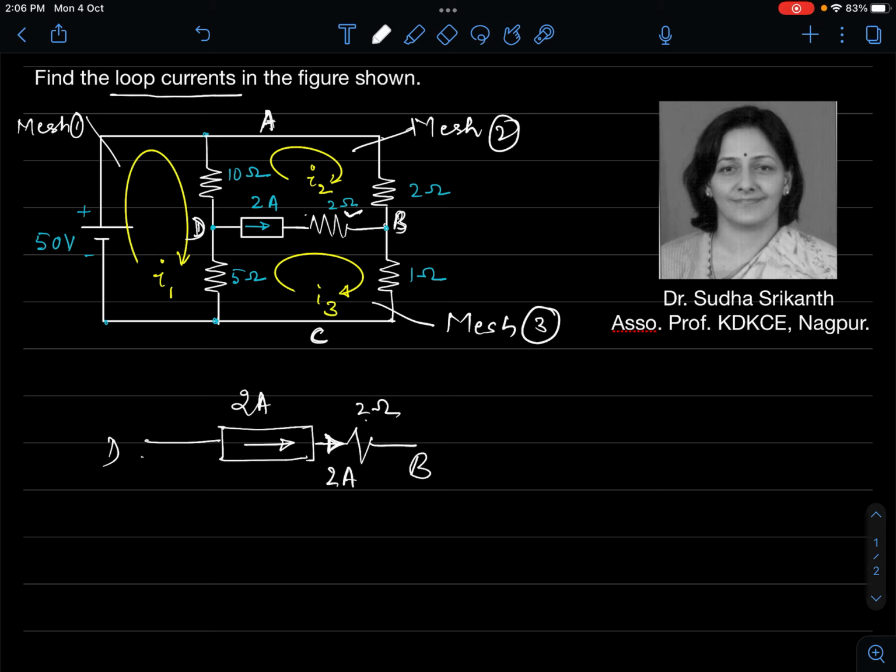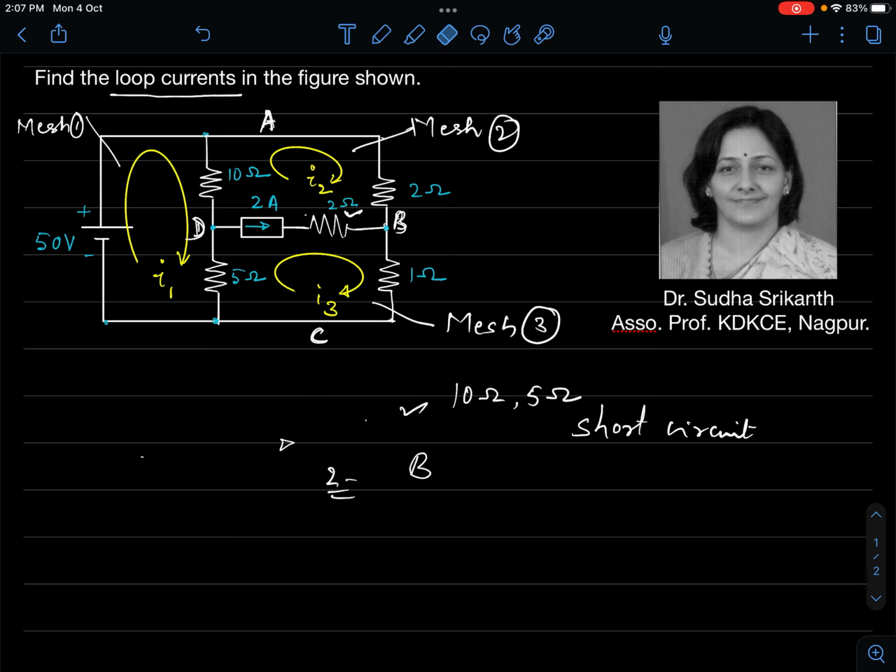Alright? So obviously the current through this 2 ohm is also 2 ampere. So whether you have 2 ohm here, 10 ohm here, 5 ohm here, it doesn't matter. It really doesn't matter. So this resistance can be removed and replaced by a short circuit. It only has to provide a path for 2 ampere to flow. Okay, so any amount of resistance here in series with the current source is redundant. It doesn't have any role to play.